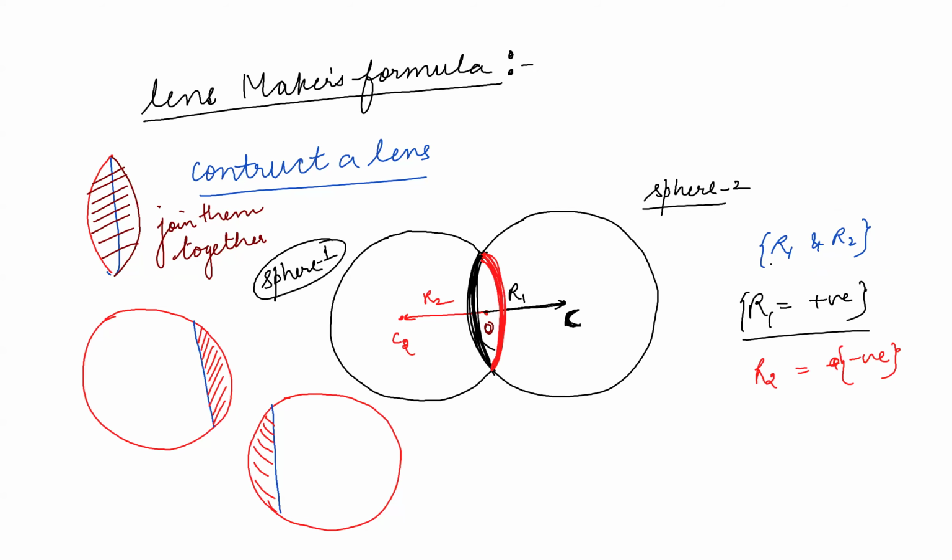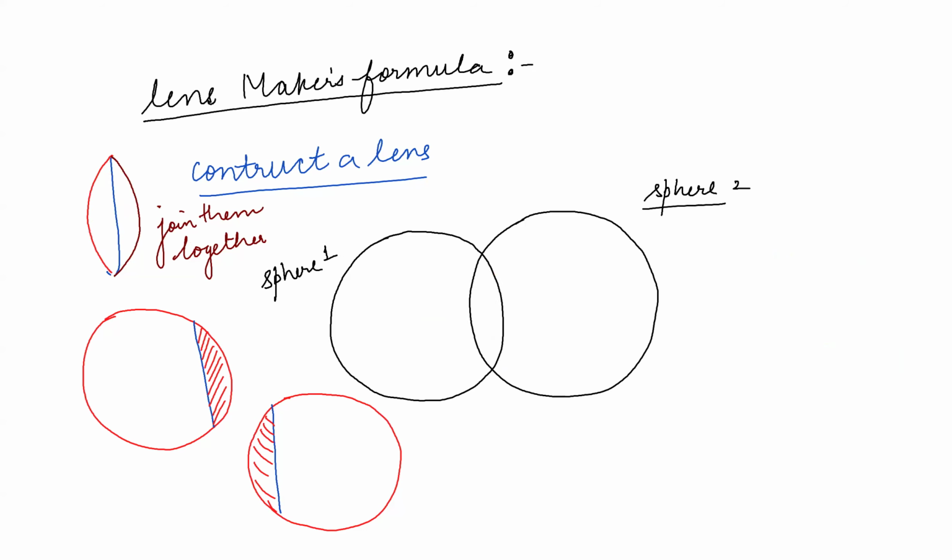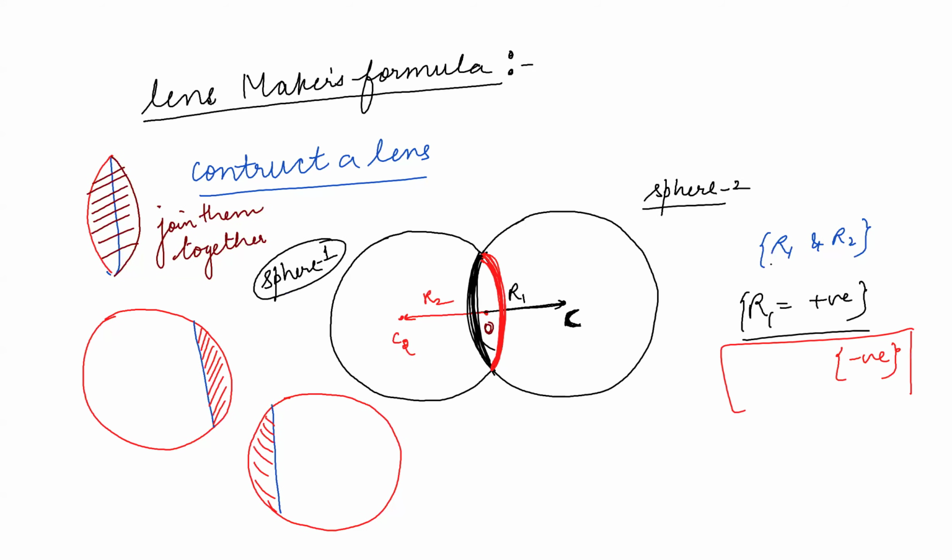Are we understanding my point? R1 will be positive and R2 here shall be negative. Got the point? So R1 here is going to be positive and R2 here is going to be negative, right? So that's the basic idea.